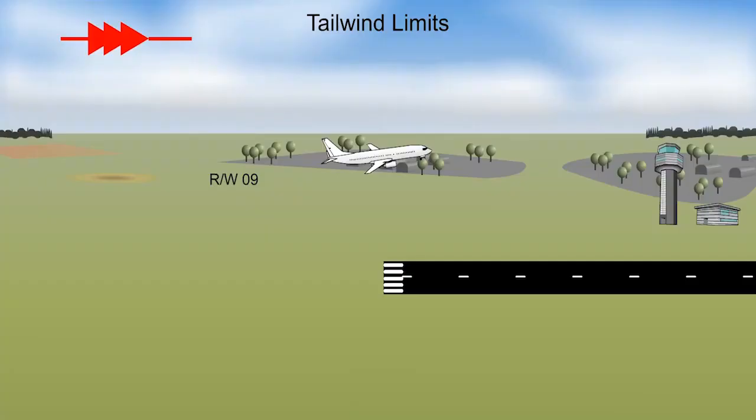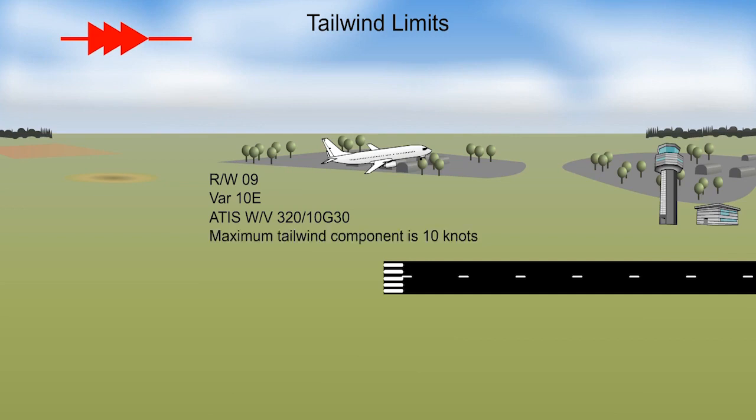Let's take a worked example. The runway is 09. The variation is 10 east. And the ATIS gives the wind as 320, 10 gusting 30. Your maximum tailwind component for this particular landing is 10 knots. What is the maximum wind speed from the given direction that you can accept? ATIS is given in magnetic direction, so the value of variation is unnecessary information. Ignore it. Watch out for this trap.